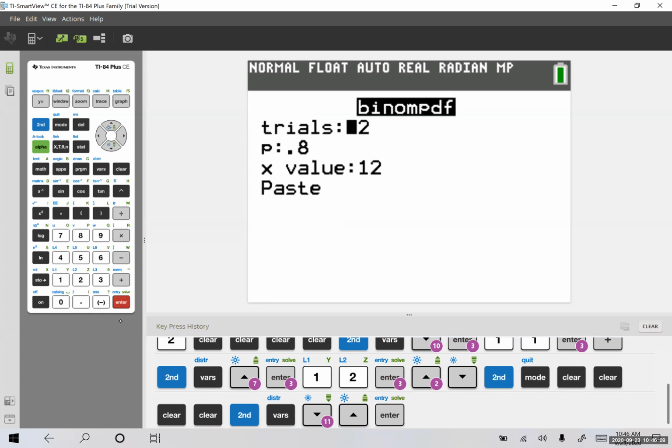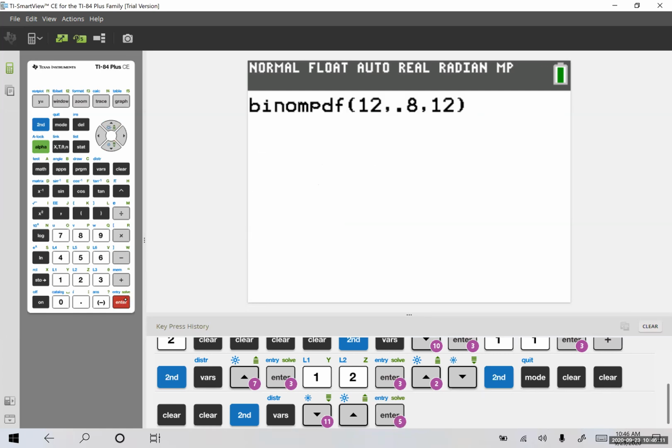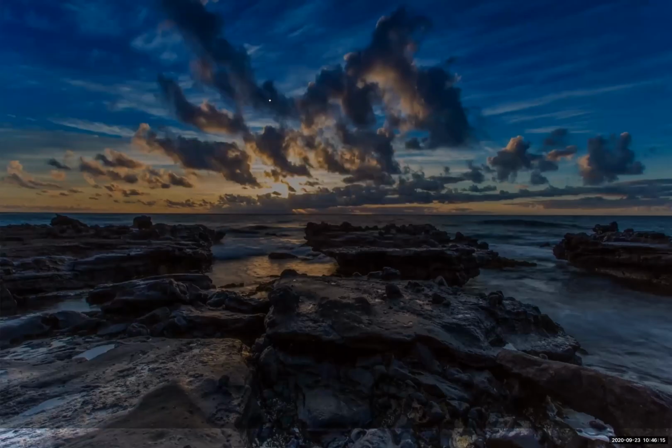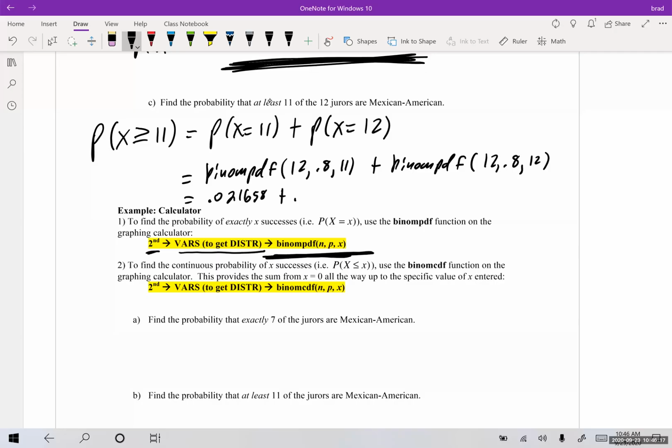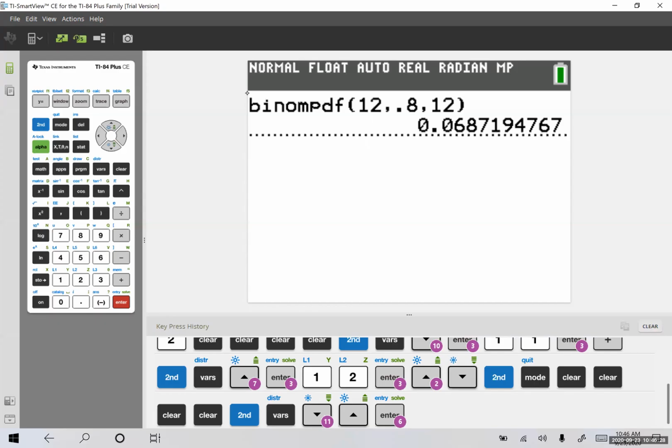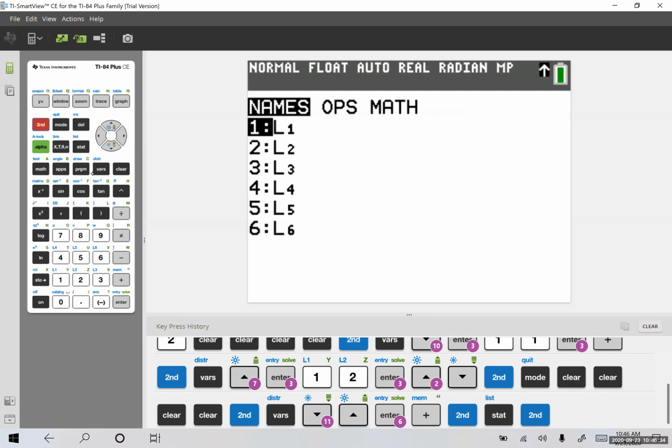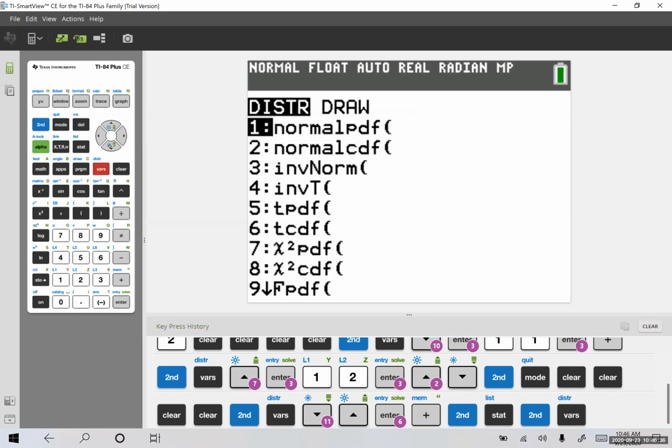So this one, and then let's do this again. So this is actually 0.0687 plus 0.0687-ish. So this one is that, and this one is that. And then when we add these up, I'm going to take this plus second vars.